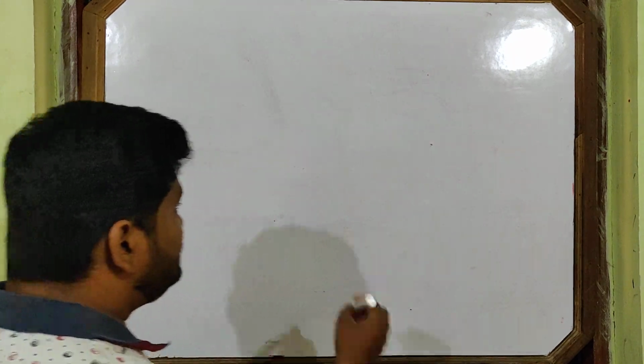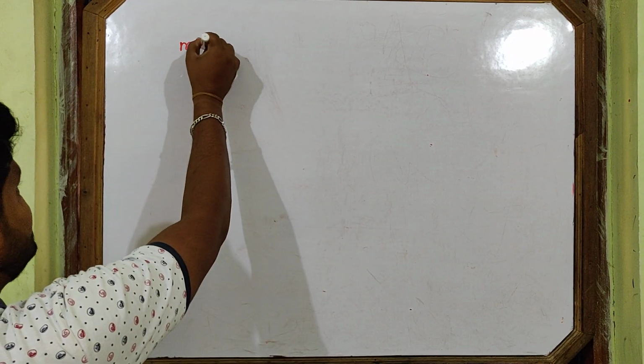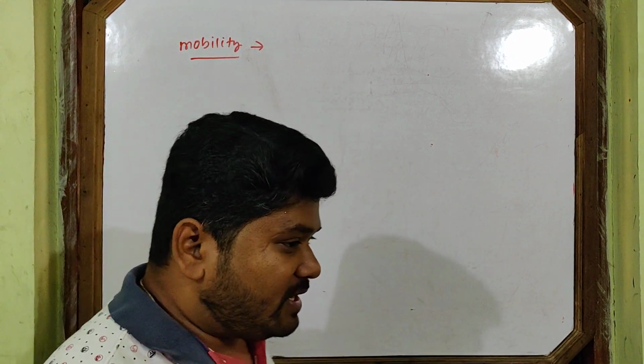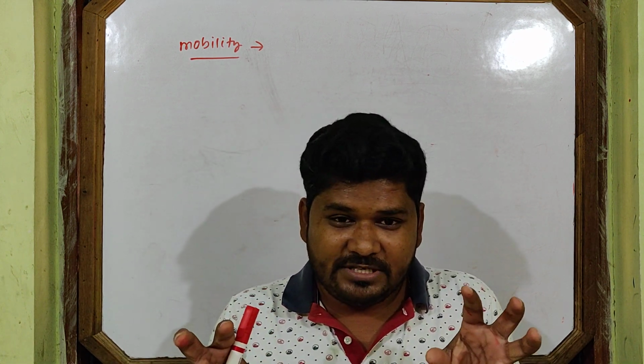We will go to the next term, that is mobility. What is mobility? The word mobility comes from mobile. Mobile means movable. How much movable? That is where the word comes from. It's the physical meaning. Take two objects: how much movable is each?